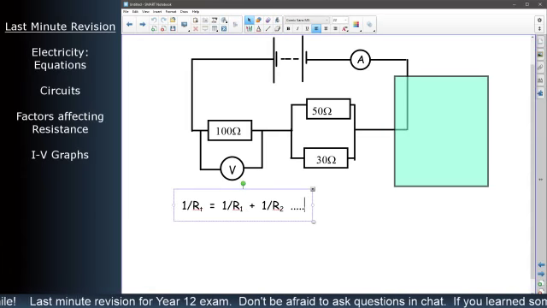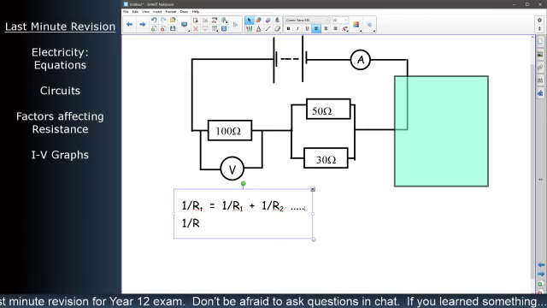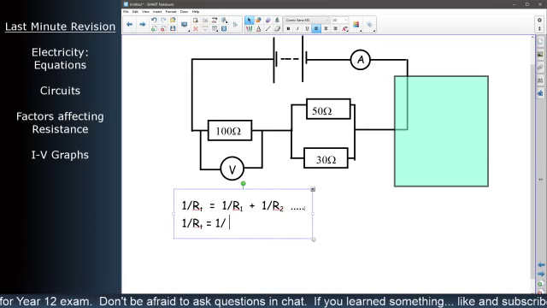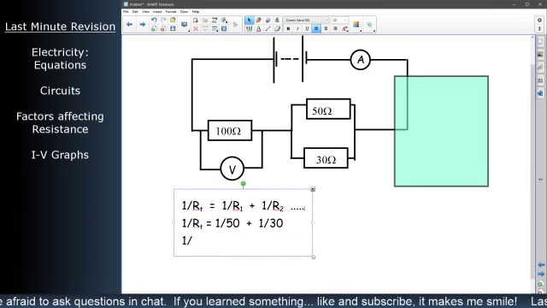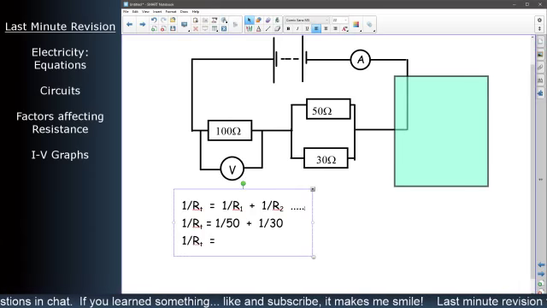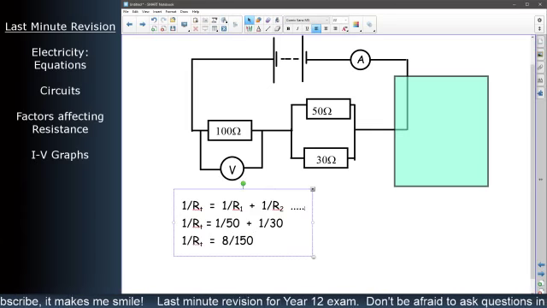As a result, I've got a choice, and I'm using parallel rules. So 1 over R total is equal to 1 over R1, which is 50, plus 1 over R2, which is 30. So 1 over R total is equal to a 50th plus a 30th. You'd get your calculator out on this one, but my calculator is a little bit in limbo at the moment, so let's have a look. That's 3 150ths plus 5 150ths, so that's 8 over 150. That is 1 over R total.